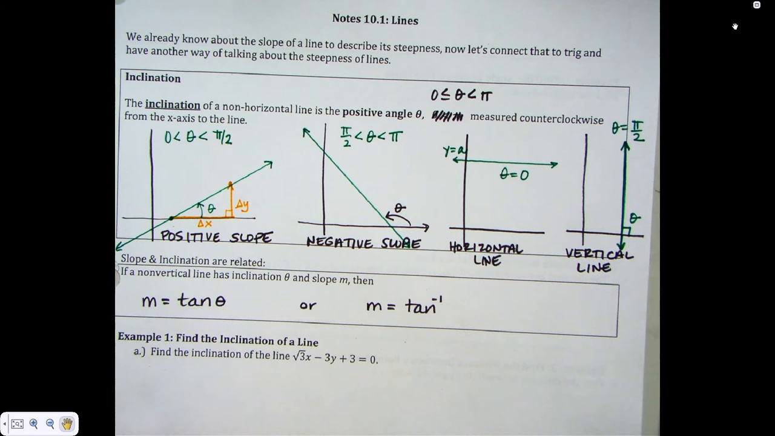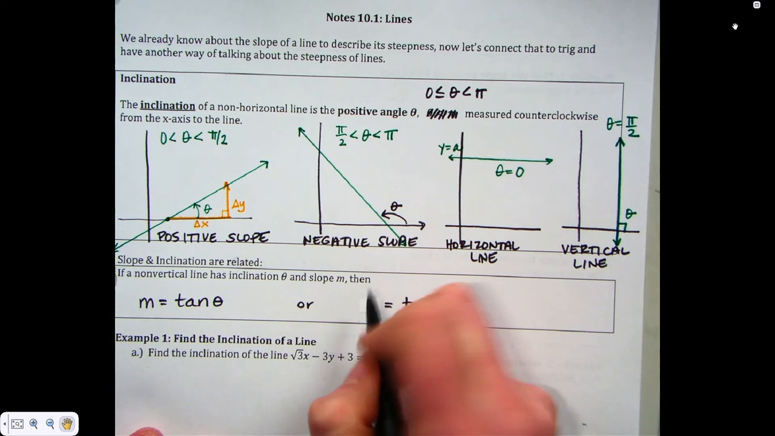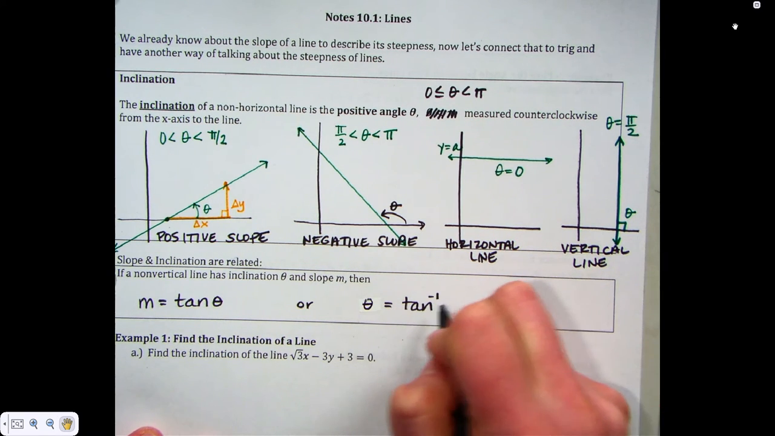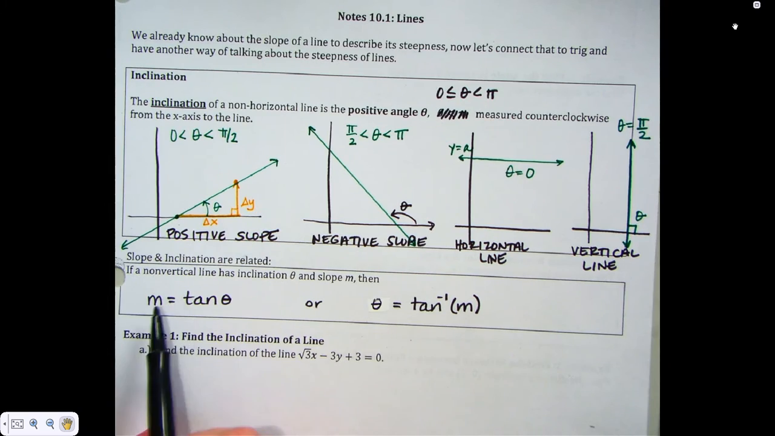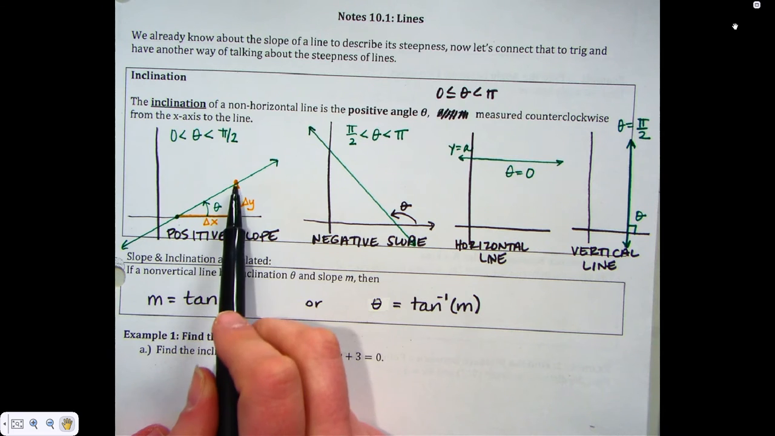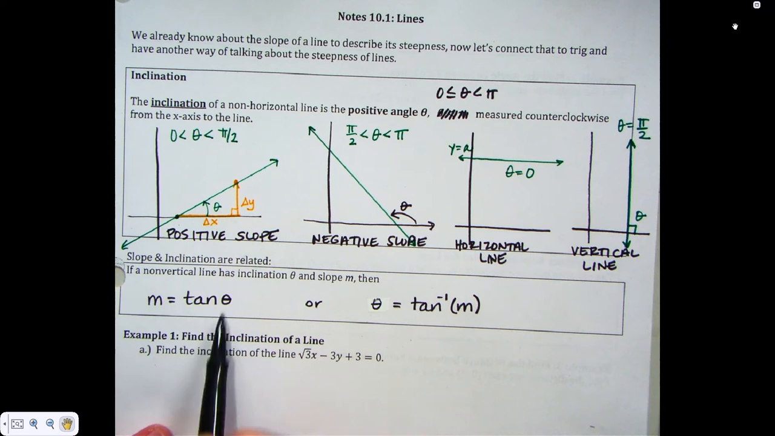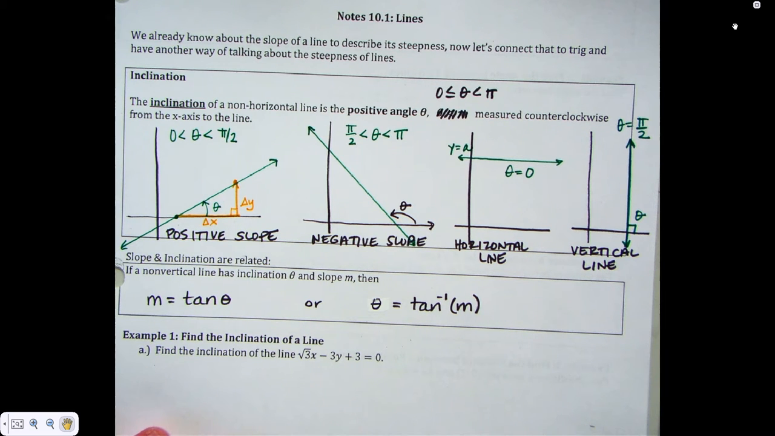If I wanted to solve for my inclination, my theta would be equal to the tangent inverse of m, right? Because remember, what is slope? It's your change in y over your change in x. So you've got that opposite leg to your adjacent leg, and we are now defining our slope in relation to the angle between the positive x-axis and that linear function.